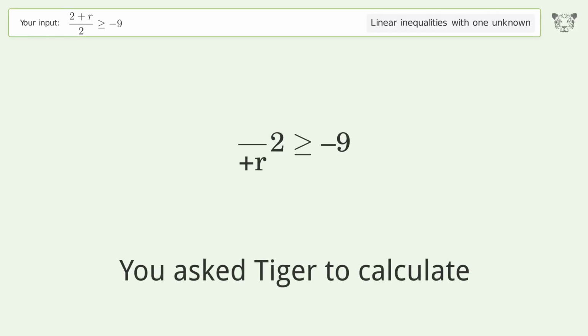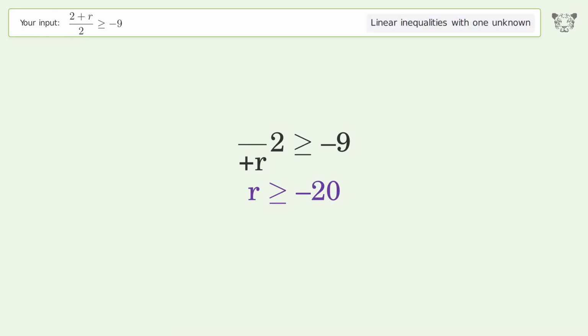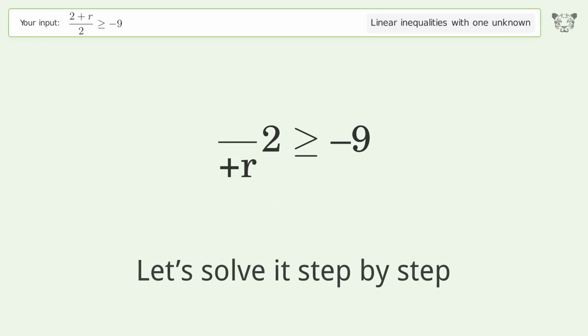You ask Tiger to calculate. This deals with linear inequalities with one unknown. The final result is r equal or greater than -20. Let's solve it step by step.